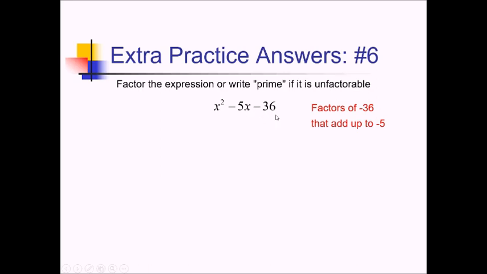4 and 9. Well, this is interesting. If I had a +4 and a -9, that would add up to a -5. So I'm going to write this as x plus 4 and x minus 9.